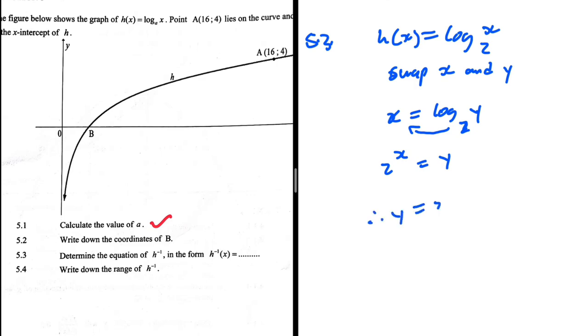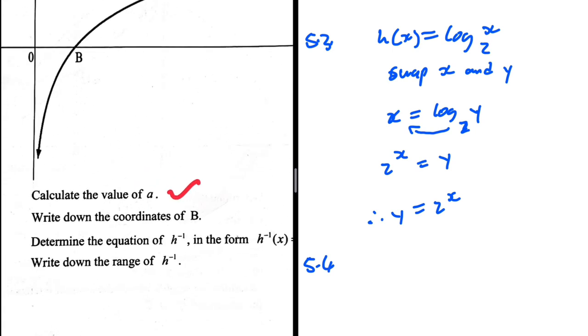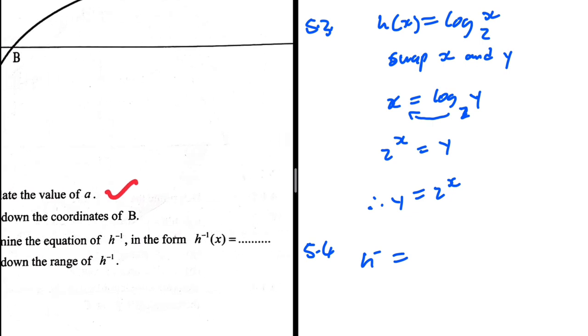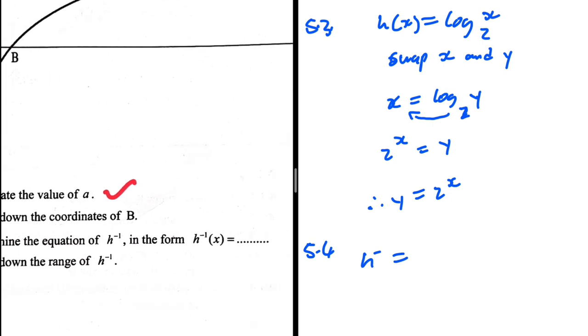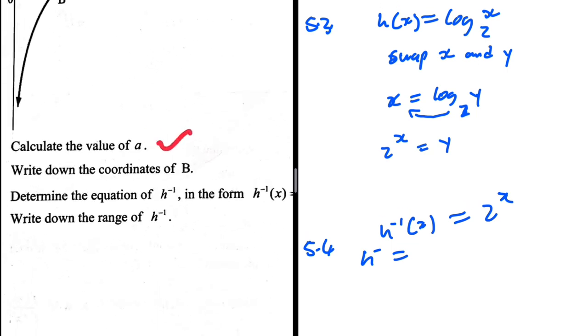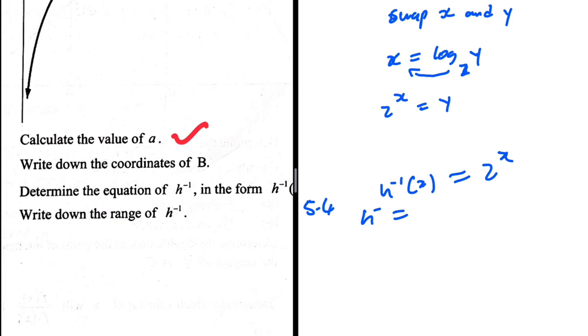y is equal to 2 to the power x. 5.4, write down the range of H inverse. Okay, the question in 5.3 said that we must write it in the form H inverse of x. So H inverse of x is equal to 2^x. I almost forgot that. Well, not really forget, I didn't see it, I just solved the question. H inverse is equal to 2 to the x, obviously, and we're supposed to determine the range.